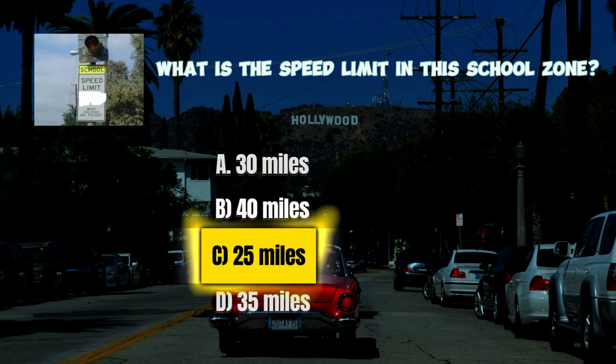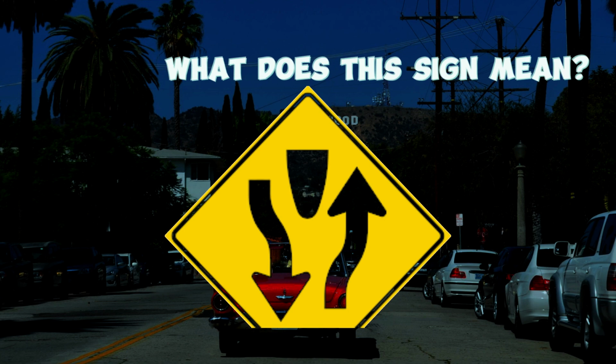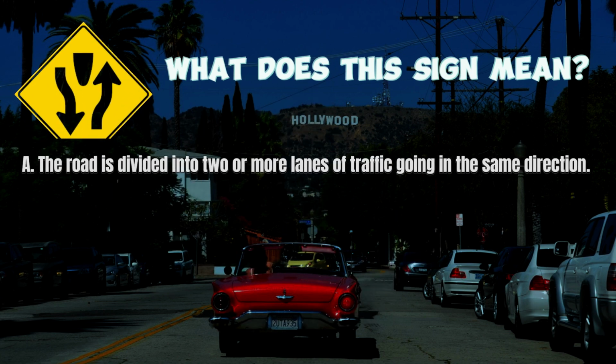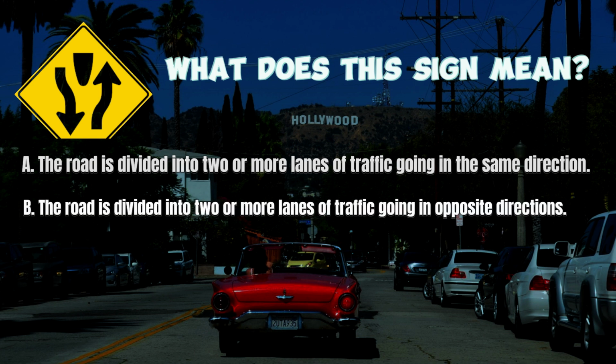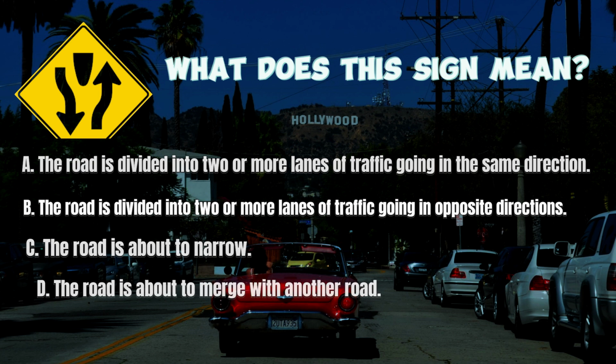Answer. C. 25 miles. What does this sign mean? A. The road is divided into 2 or more lanes of traffic going in the same direction. B. The road is divided into 2 or more lanes of traffic going in opposite directions. C. The road is about to narrow. D. The road is about to merge with another road.